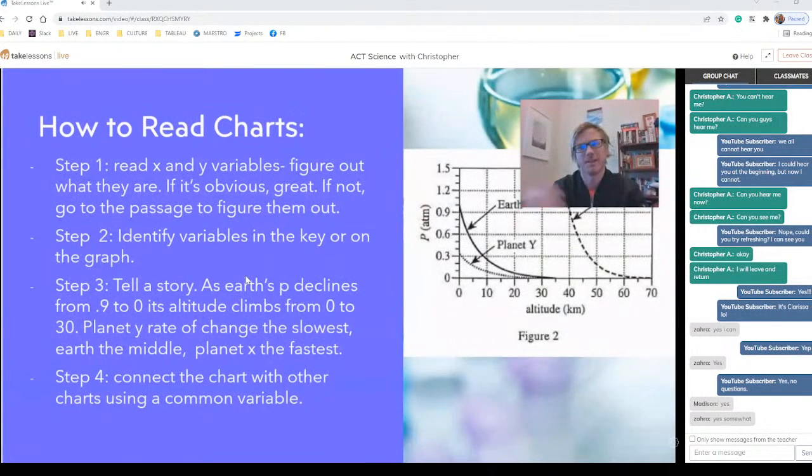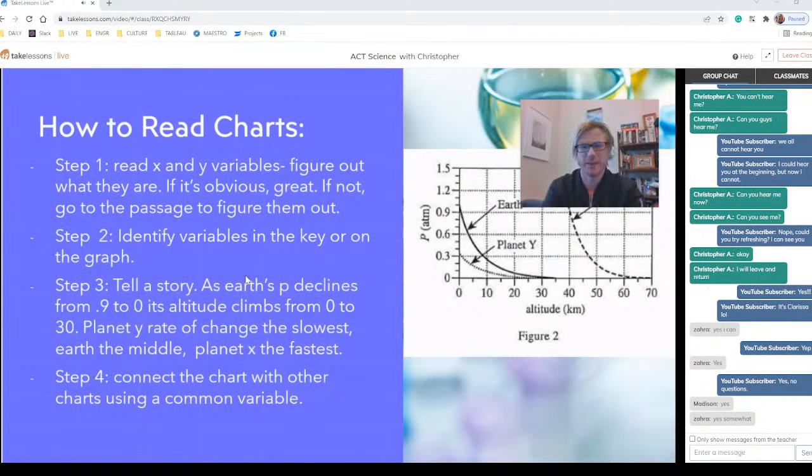P, I don't know what that means. If I don't know what P means, I'll go to the passage and read it. I'll literally look for the letter P, and I'll see what they're talking about. Once I understand what it is, in this case, it's probably pressure, in atmospheres. I'll just be like, all right, the pressure is going up from 0 to 1.5, and the altitude is going up from 0 to 70.